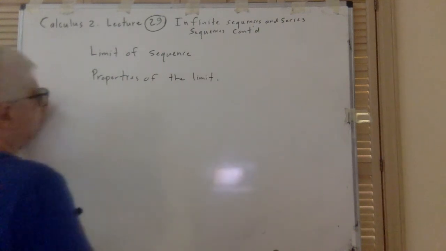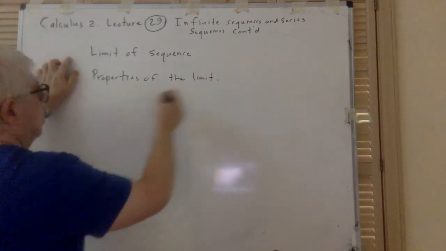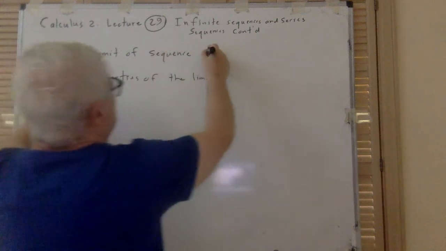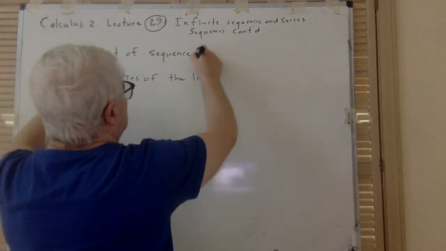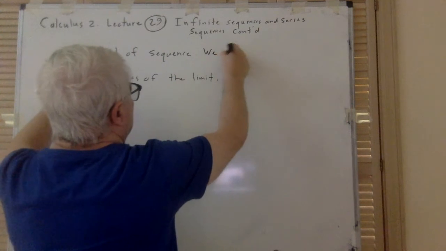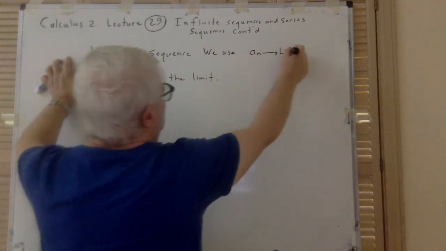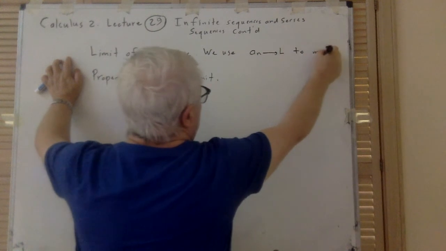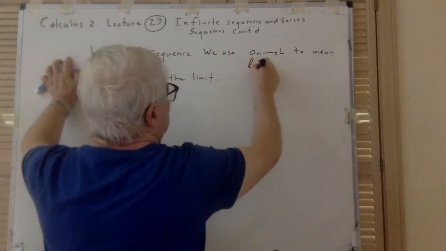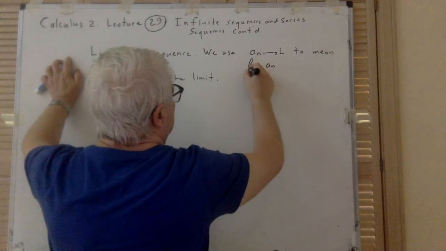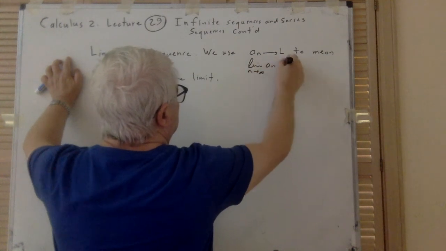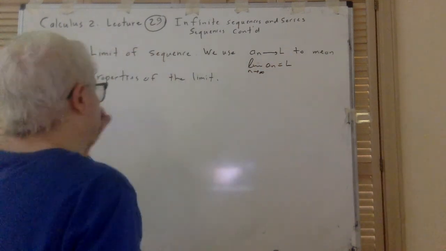Okay, so we usually denote a limit of a sequence where we denote this thing. We use an going to L to mean limit of an as n goes to infinity is L.